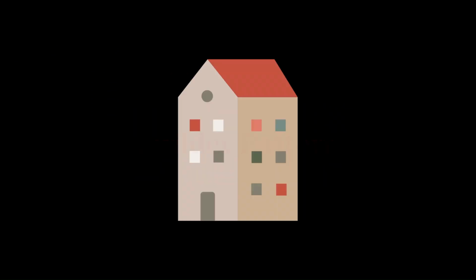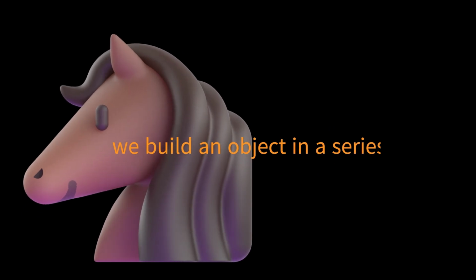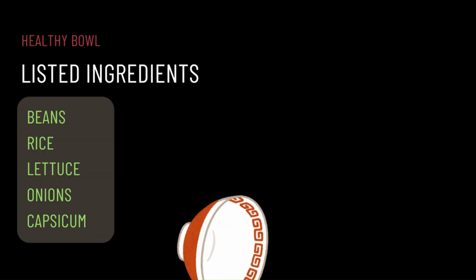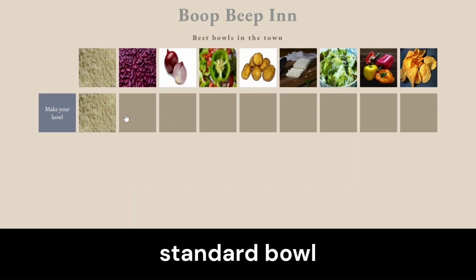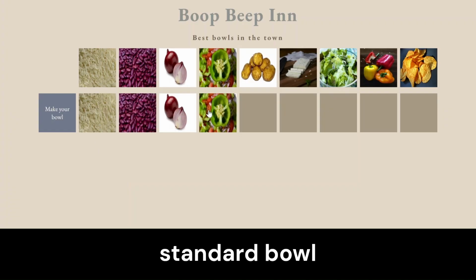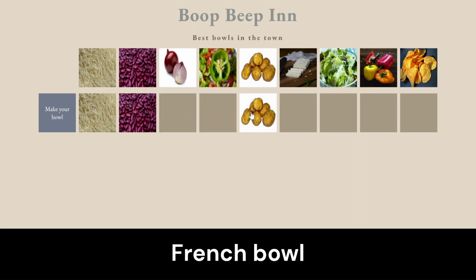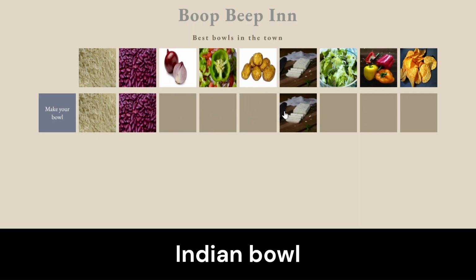Solution: the builder pattern. The builder pattern is a design pattern in which we build an object in a series of steps. So we don't directly populate the object, or the bowl in our case, with the listed ingredients. The customer comes into the inn and we walk the customer through the ingredients and build their bowl in front of them. So now we don't have a fixed set of bean bowl variants. The customer can build their own bowl enjoying what they like.